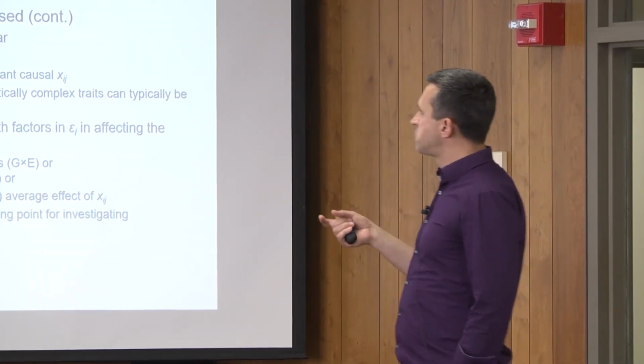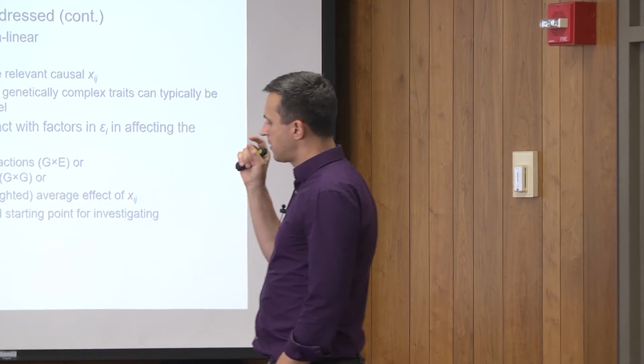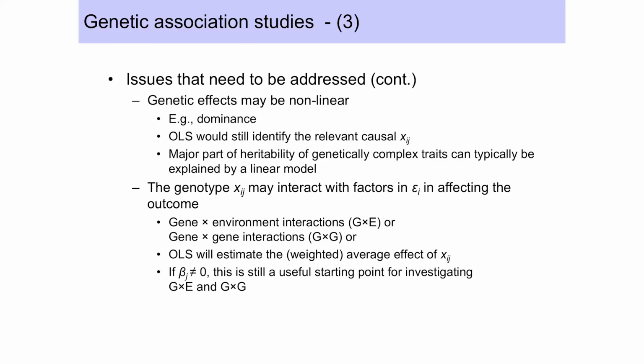Couple of other things. When you run OLS, one of the assumptions that you're making is that every genetic marker just has a simple linear effect on the outcome. That may actually not be true. The effect may be nonlinear. For example, there may be a dominance effect.